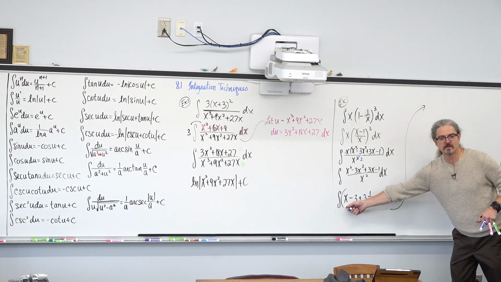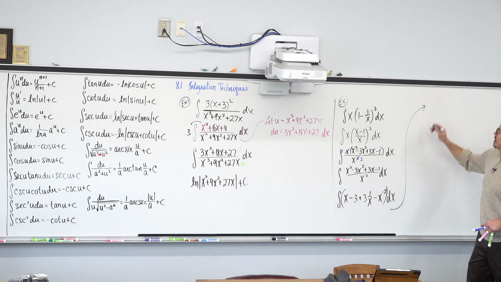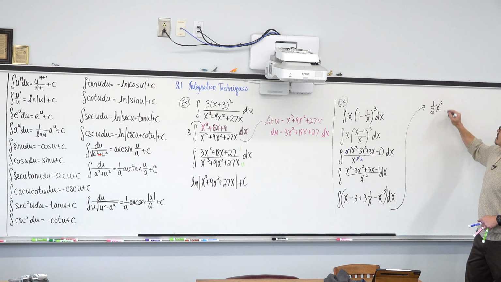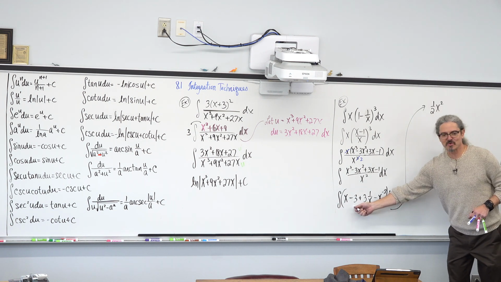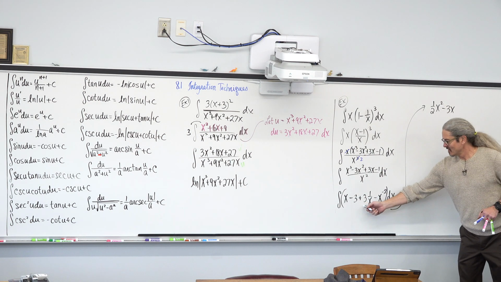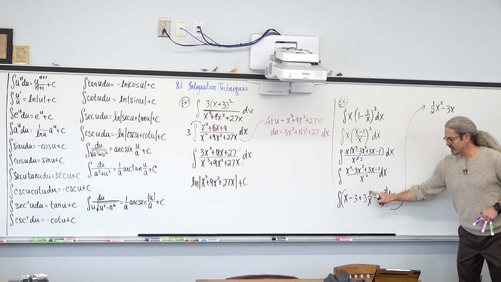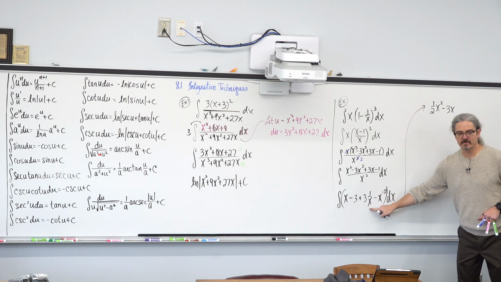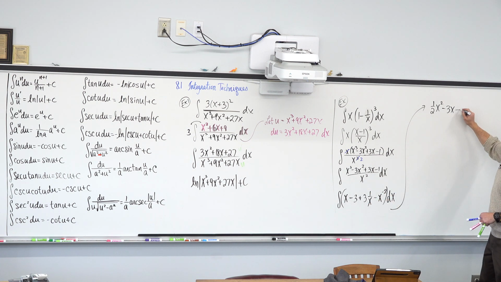What's the integral of x? 1/2 x squared over 2. You guys keep talking really quietly. What's the integral of -3? -3x. What's the integral of 1 over x dx? Natural log of x. So it's 3 times the natural log of the absolute value of x.